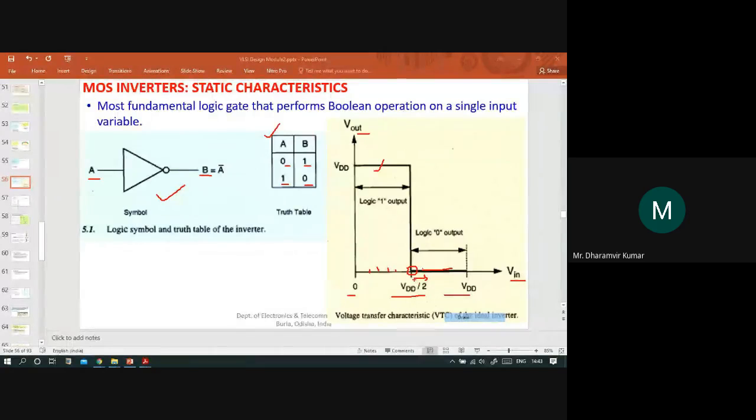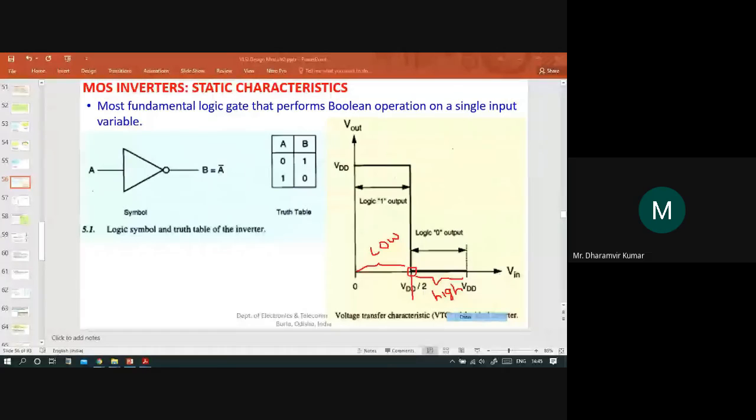So the thing is, there has to be a threshold value. In this case, this is the threshold point, which will decide which set of values are taken as the low input values. This is the low input value, and this is the range for high input value. So this is the range for low input values, 0 to VDD by 2, and this is the range for high input value, from VDD by 2 to VDD.